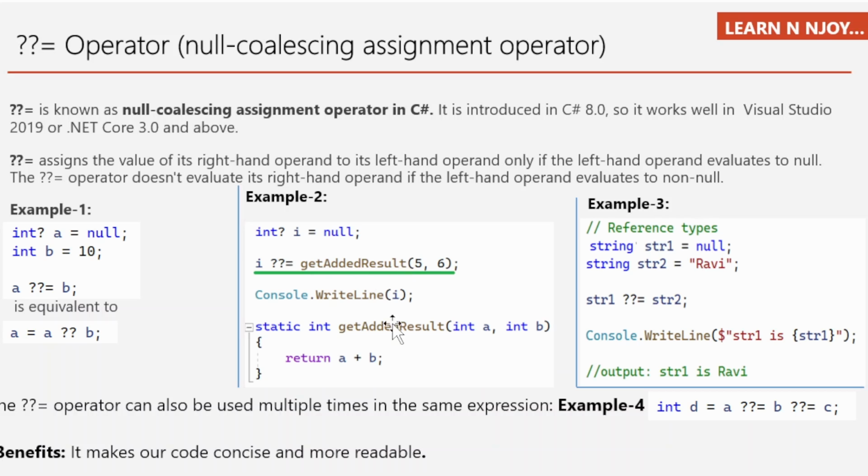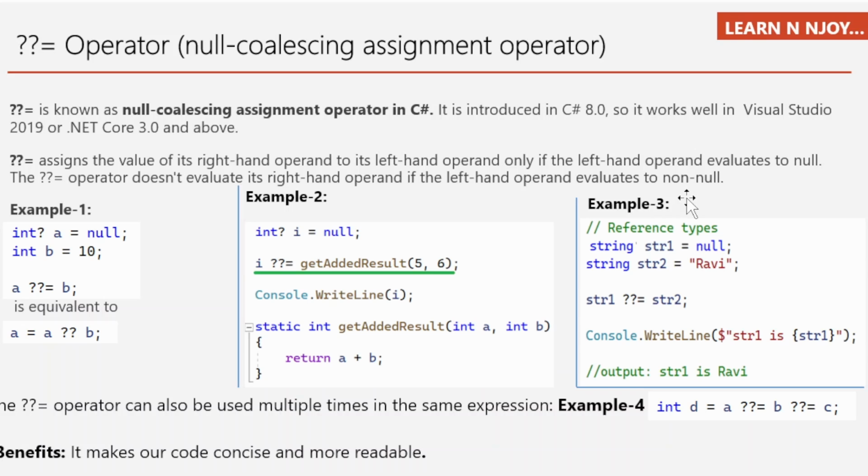If you see, this is the GetAddedResult method that accepts two inputs, int a and int b, and returns the addition of these two numbers, right? So this method is going to get called, and whatever value it receives, it is going to assign to the i variable, and then we print this with the help of Console.WriteLine, right? So the output would be adding 5 and 6, so 11. Console.WriteLine(i) will print 11 as the output, because i is a null value, and that's why this method is going to get executed. Okay, so this is example number 2.